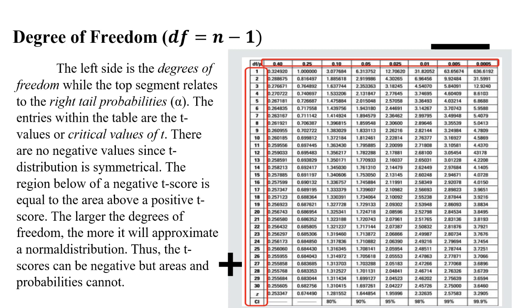The entries within the table are the t-values or the critical values of t. There are no negative values since the t-distribution is symmetrical. The region below a negative t-score is equal to the area above a positive t-score. The larger the degrees of freedom, the more it will approximate a normal distribution. Thus, the t-scores can be negative, but areas and probabilities cannot.